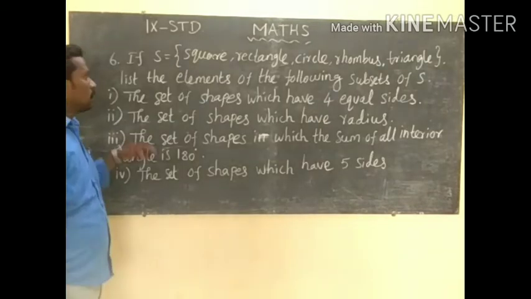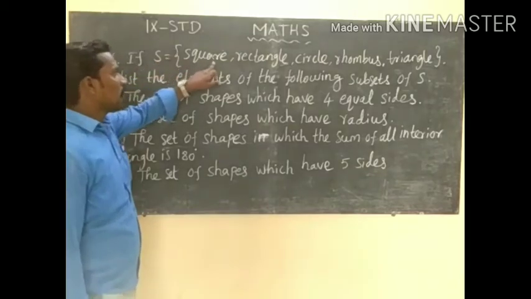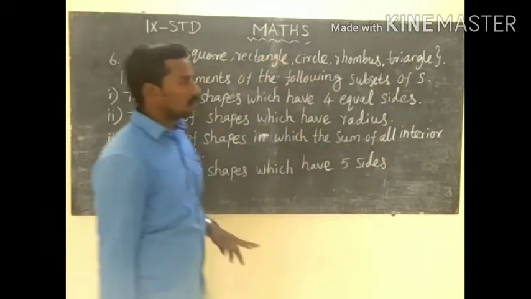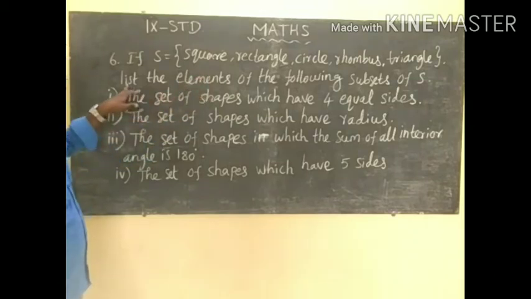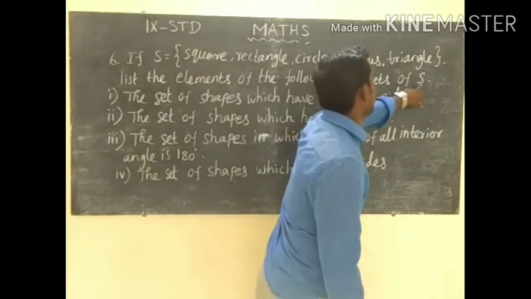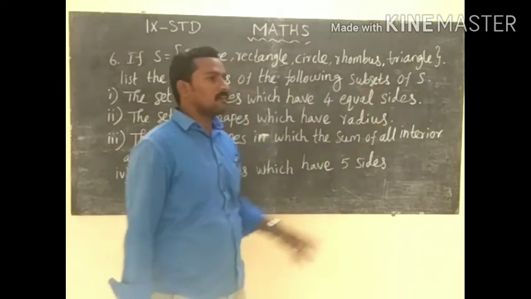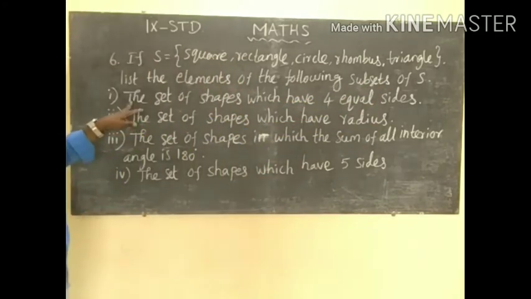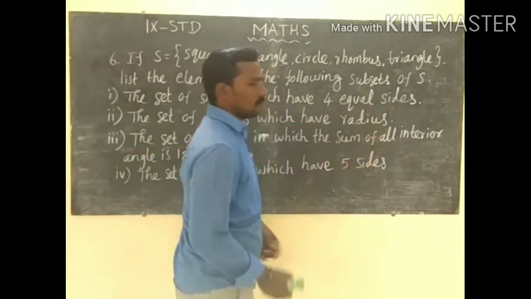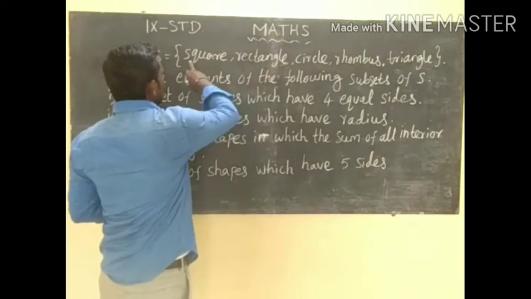Okay, dear students. Now we have discussed the sixth sum. S is equal to the set of all shapes: square, rectangle, circle, rhombus, triangle. The question is to list the elements of the following subsets of the given S. The first question: the set of shapes which have 4 equal sides. Before starting, I am giving the shapes. Square.